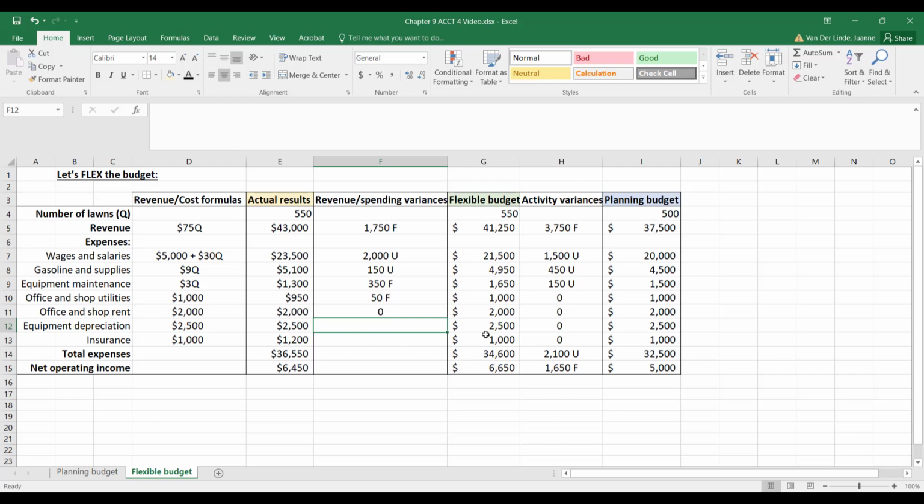Equipment depreciation: we don't spend money on depreciation, right? We should have incurred $2,500 in depreciation, and we actually incurred $2,500 in depreciation. So there's no variance there. So this makes sense for it not to change.